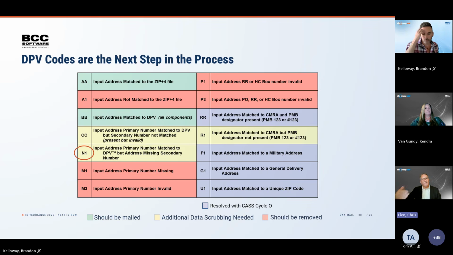So going one step further and trying to understand what's wrong, in this case, again, the software is going to tell you. CASS said there's multiple possibilities for this address. It's a high-rise, but there's multiple possibilities. DPV now gives me another clue and says the input address primary number does match, but the address is missing the secondary number. It wasn't in there. You need to figure out what apartment that person is living in. And that's where we need to turn to additional data technology.